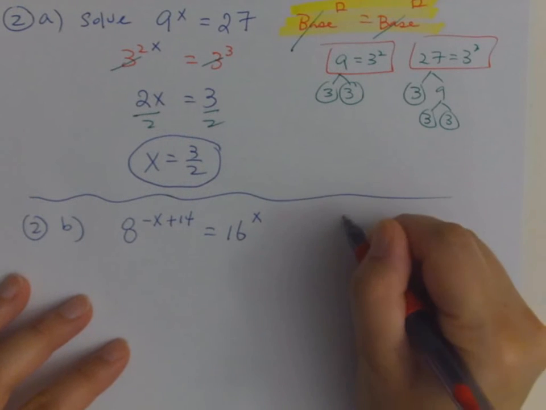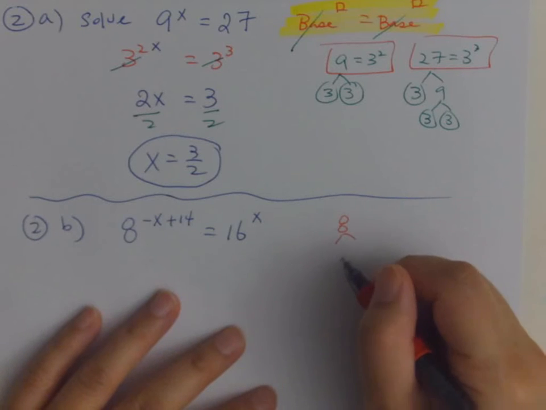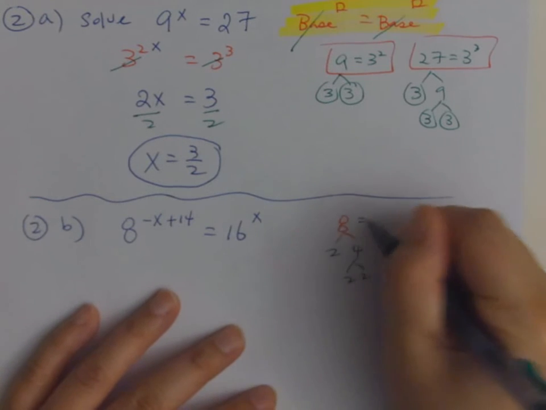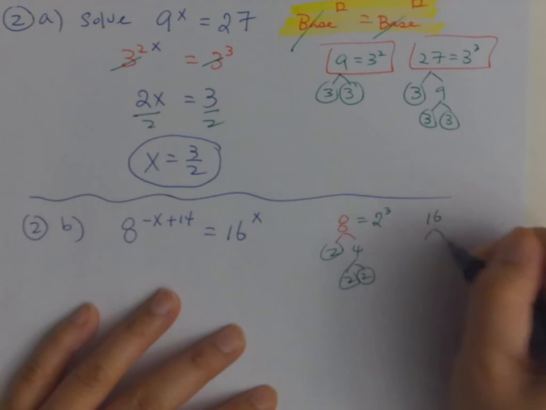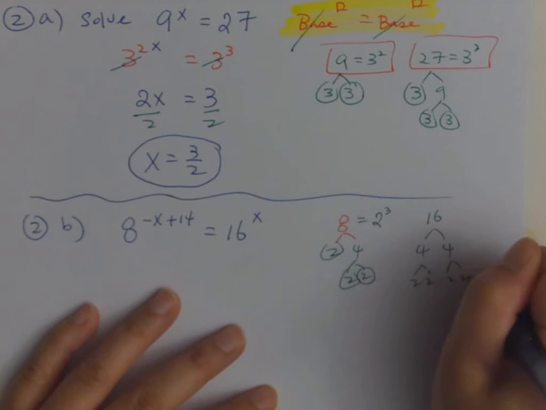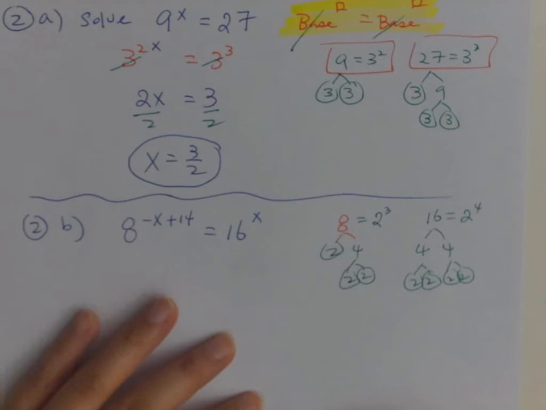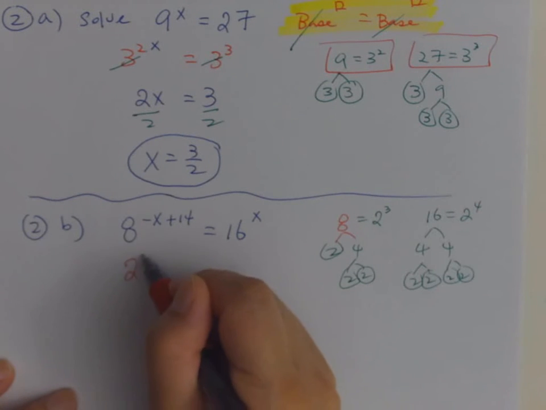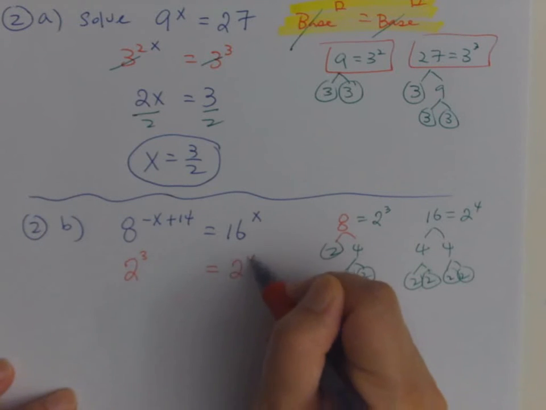So I can think of 8 as broken down as 2 times 4 and 2 times 2, which means this is 2 to the third power. And 16 can be broken down as 4 times 4, 2 times 2, right? So 1, 2, 3, 4. So 2 to the fourth power. Are we okay? So we can replace those numbers with that. So 8 is 2 to the third power and 16 is 2 to the fourth power.